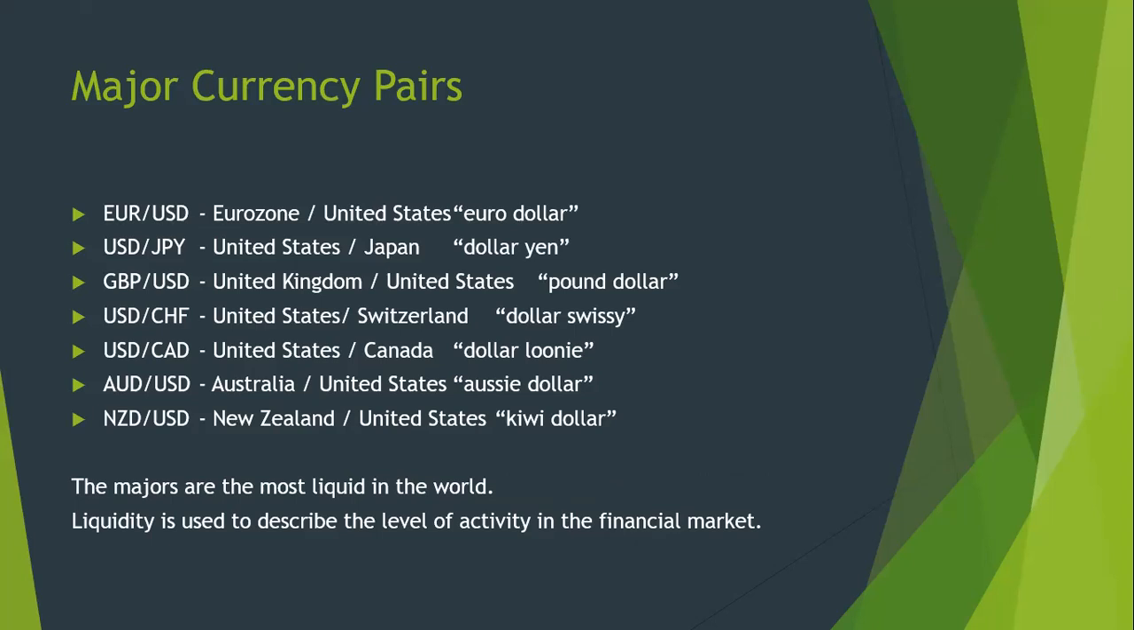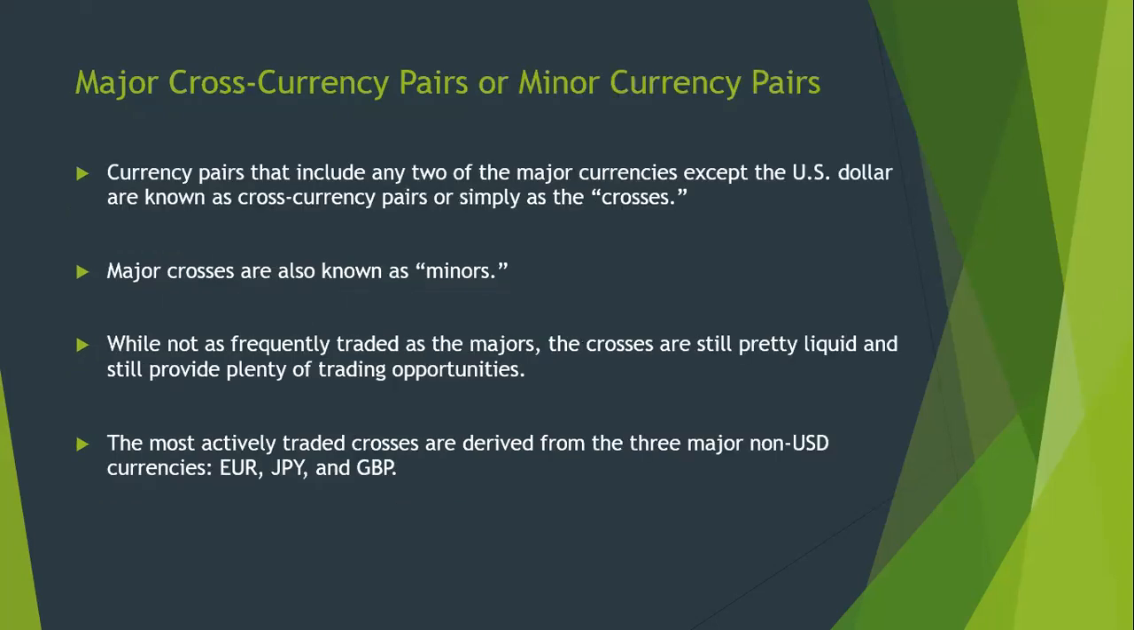Liquidity is used to describe the level of activity in the financial market. These major pairs consist of huge nations which have high volatility or high movement of either economies or exchange, and the business conducted within these nations is huge. That's why we have these 8 major pairs which consist of the US dollar.